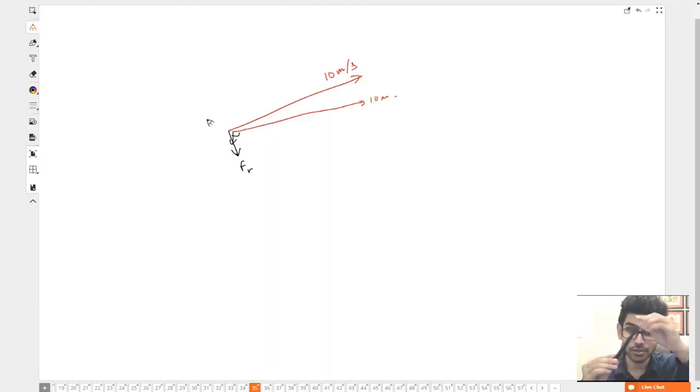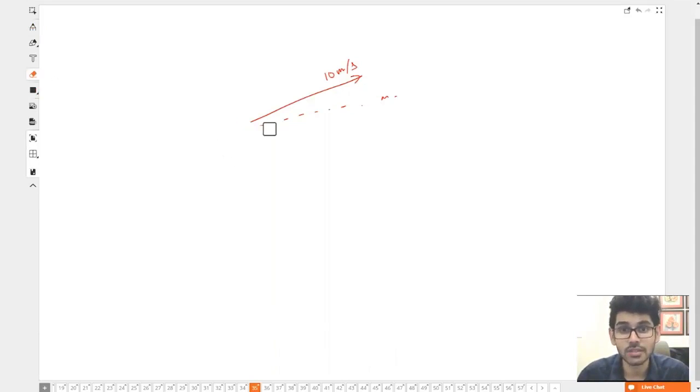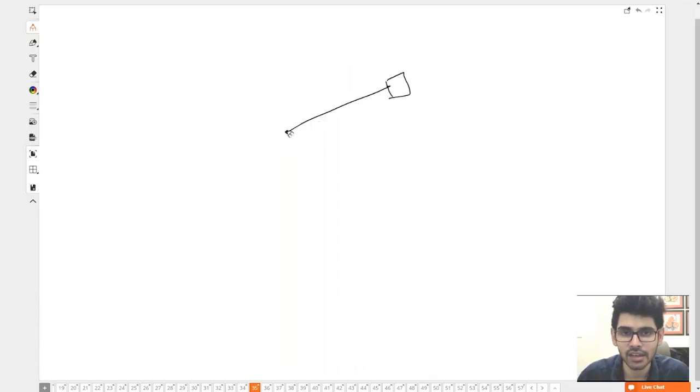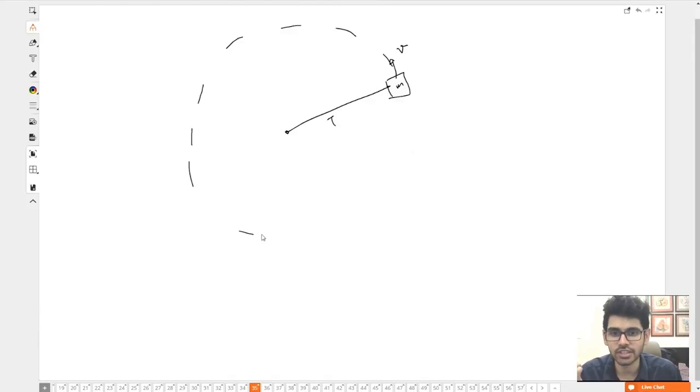Just try to visualize it. If something is moving and I'm applying a force always perpendicular to motion. Now the best example is a pendulum. For example, if there is a mass here and if I have a string here, tension, and if I give it a velocity perpendicular like this, it will continue to move like this for infinite time. If there is no friction, if there is no air friction, if there is nothing. But again, we'll come to that in circular motion.